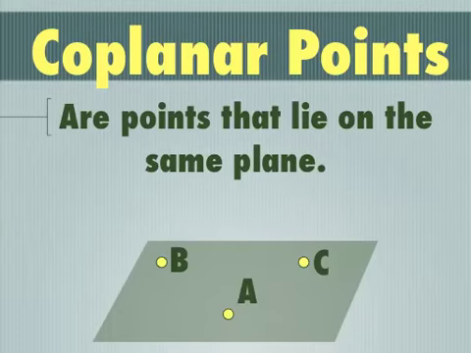Coplanar points are points that lie on the same plane. Here I have a plane represented by the parallelogram, and I have points A, B, and C. If you notice, points A, B, and C are all on the plane, so they are coplanar.